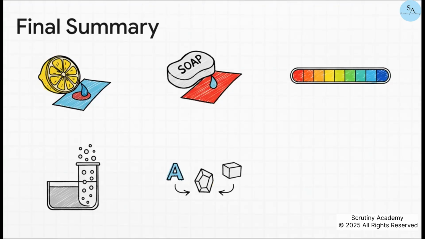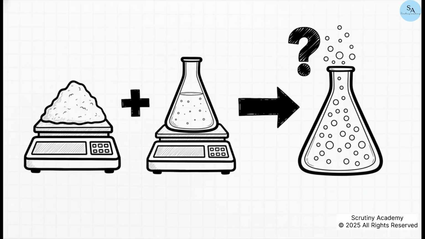So before we go, let's do a final, super quick summary of the most important things to remember. Acids are sour and turn blue litmus red. Bases are bitter and turn red litmus blue. The pH scale, from 0 to 14, measures their strength. Acids reacting with metals give us hydrogen gas. And salts? They're formed when an acid and a base neutralize each other. Got it? Awesome. All right, here we go.